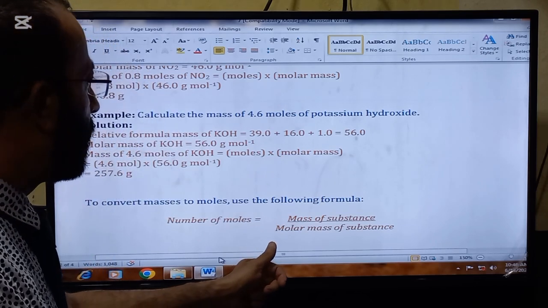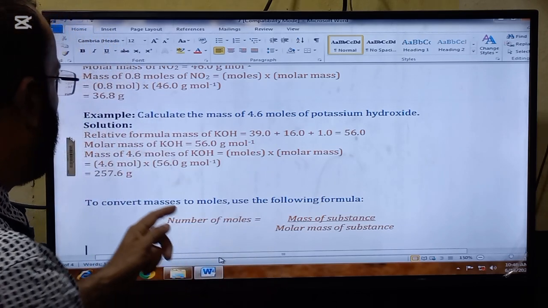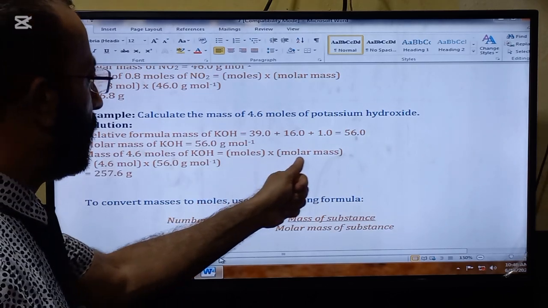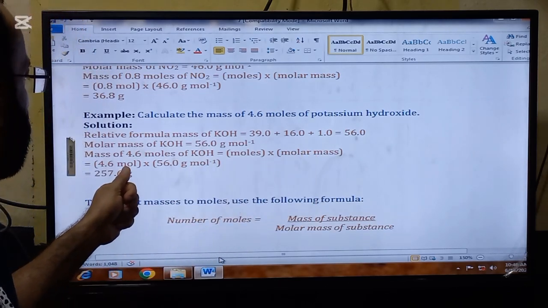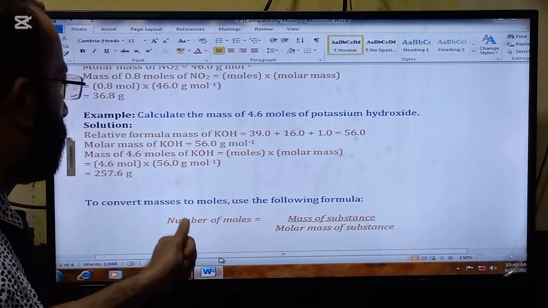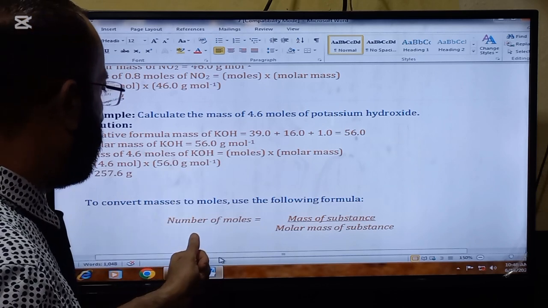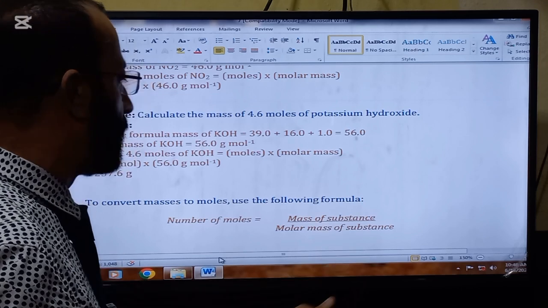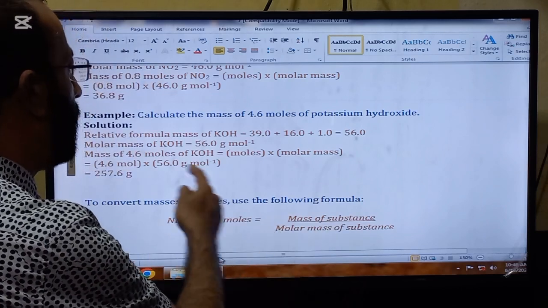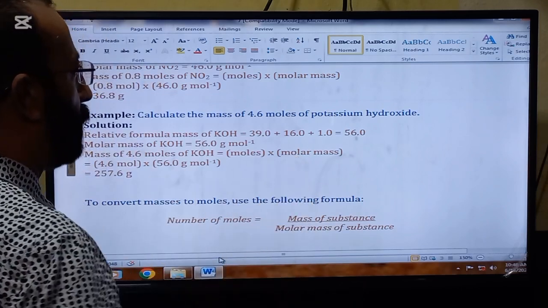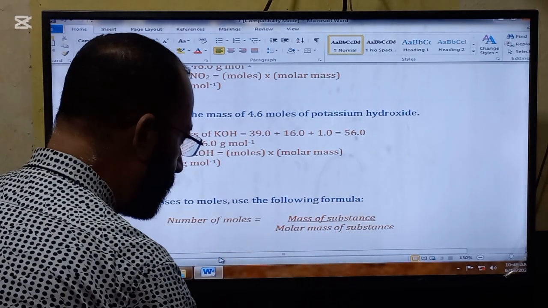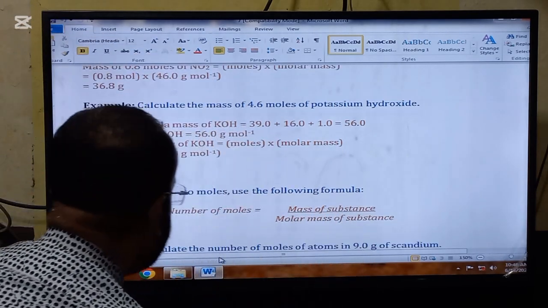Look at the other form of the formula. Actually, this is the original formula. If we leave the moles here, this molar mass will go to the denominator of the mass. So look at the formula. Number of moles is equal to mass of the substance over molar mass of the substance. So this is the alternate form of the previous formula. So number of moles is equal to mass of substance over molar mass of the substance.